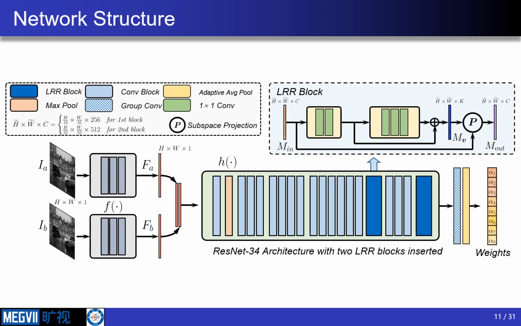Here is our network structure. Given 2 input gray images I_A and I_B, 2 modules extract the features of them, so that we get the feature maps F_A and F_B. We concatenate F_A and F_B and then feed them into a module of homography estimator, which adopts a backbone of ResNet34 with our newly introduced LRR blocks, and produces 8 weights that are used to linearly combine 8 pre-computed flow bases to obtain homography flow H_AB.